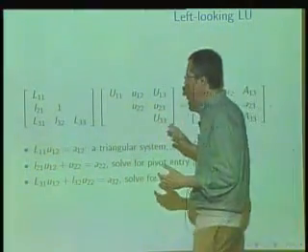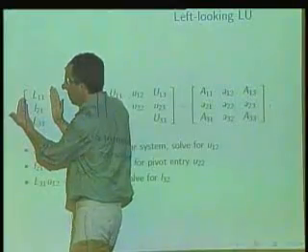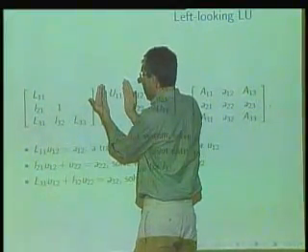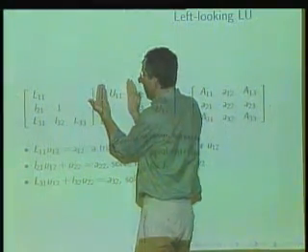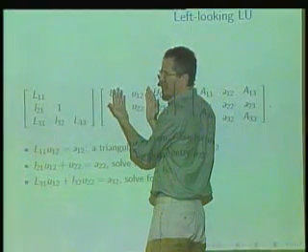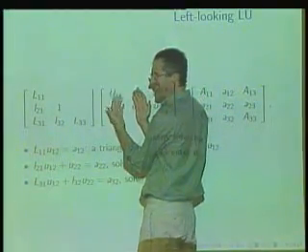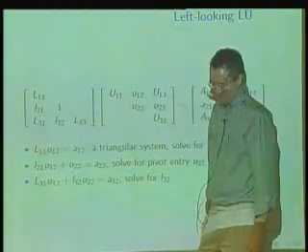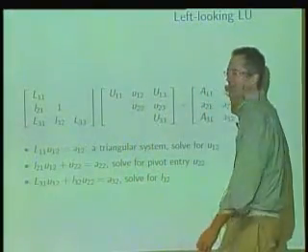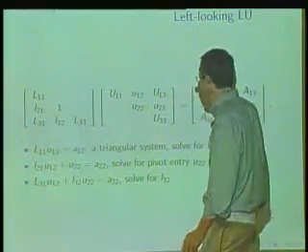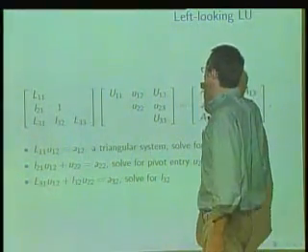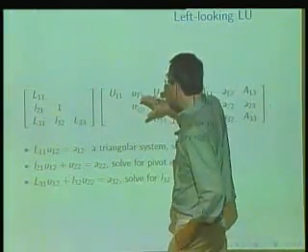Now the question is if I know the first k minus 1 columns, can I compute the kth column of both L and U? If I know the first k minus 1 columns, can I compute the kth column? The answer is yes, otherwise I wouldn't be showing it to you. I would put it up here as, well, the answer is no, we can't find it. No, I wouldn't do that, right? Obviously, I'd show you something that, well, maybe I would, I don't know. And the answer is yes.